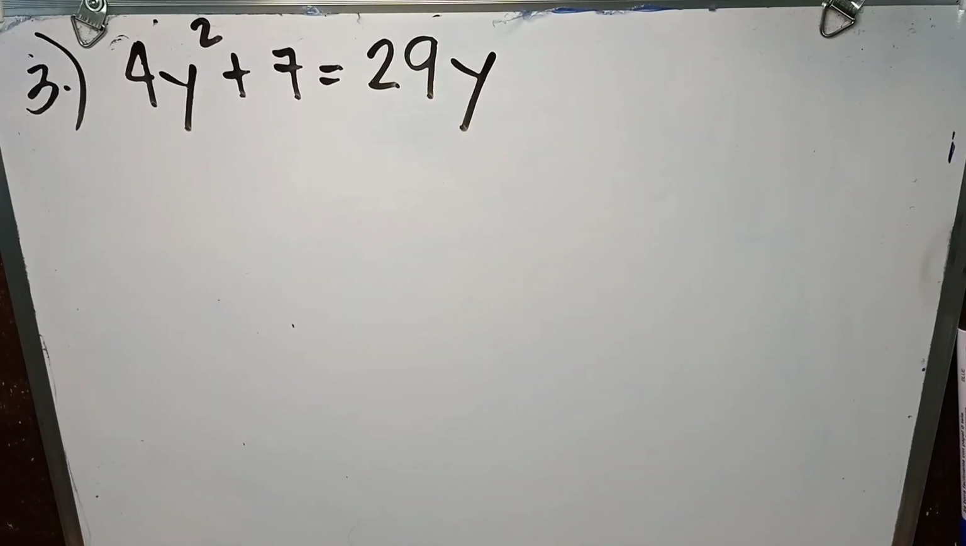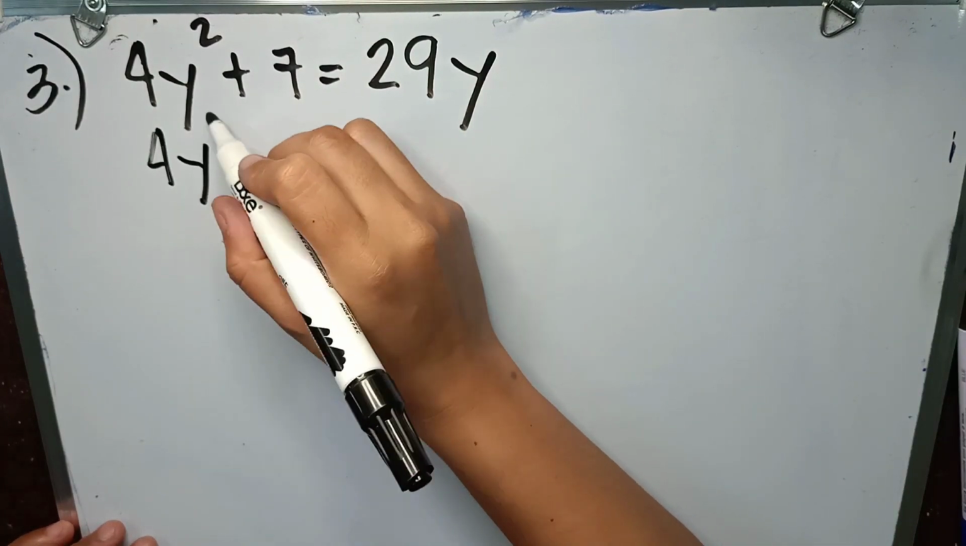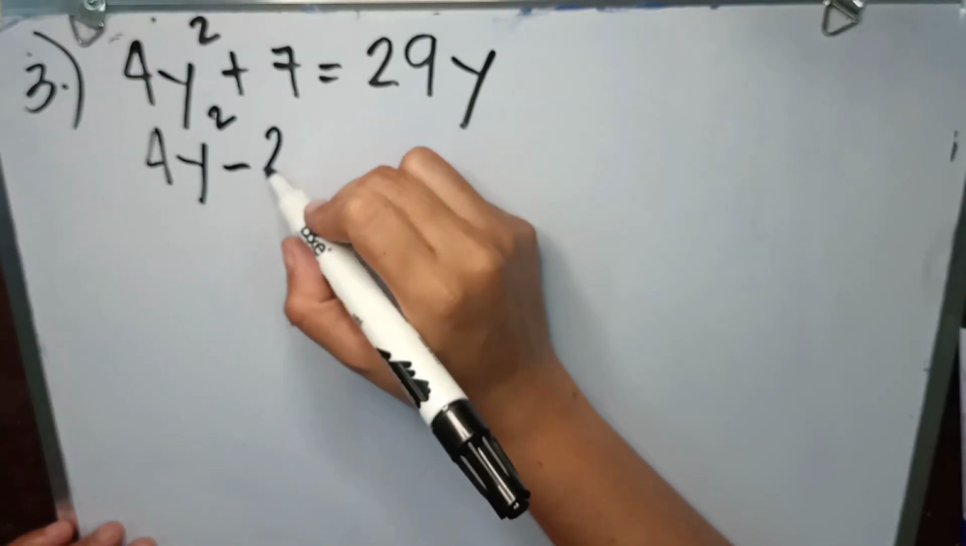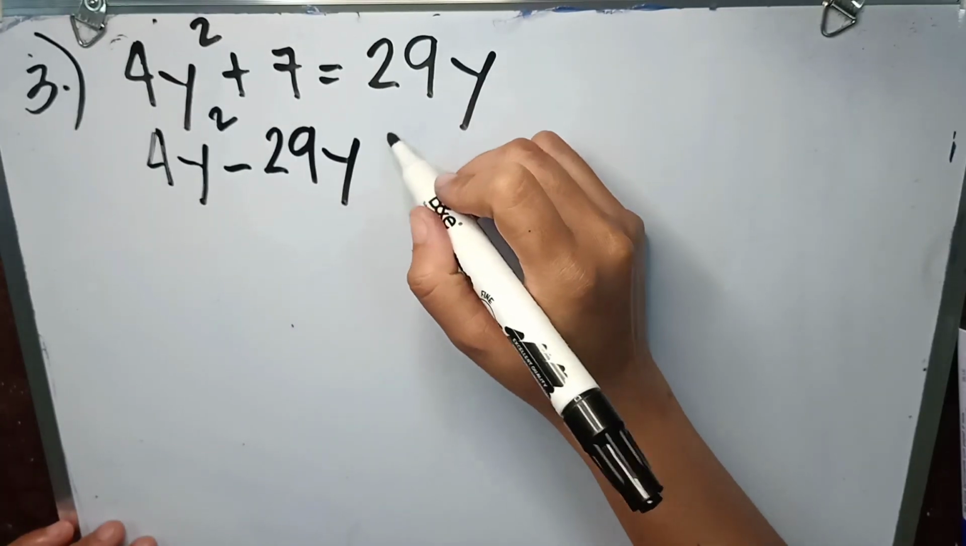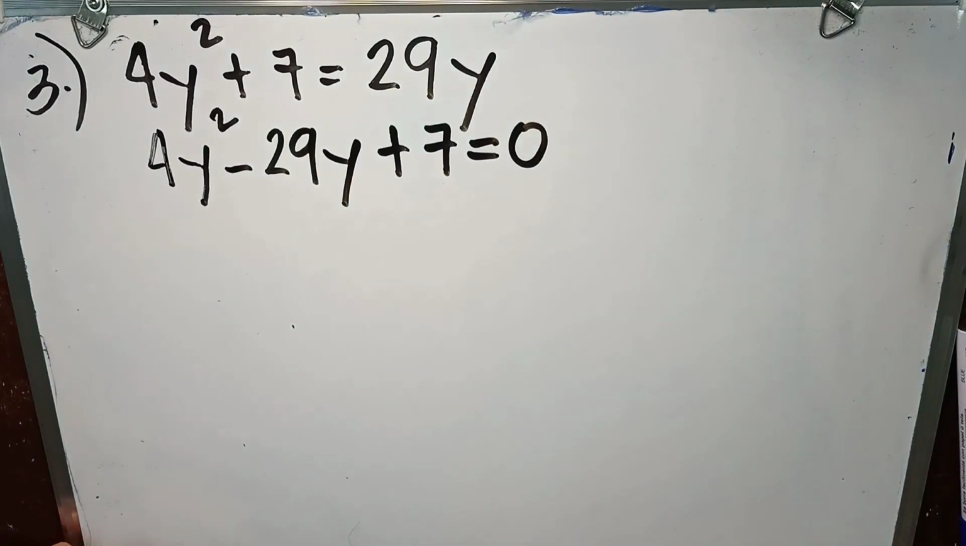Next example. Example number 3, 4y squared plus 7 equals 29y. Again, first thing to do, make sure that the equation is in standard form. So we have 4y squared minus 29y plus 7 equals 0. We have the standard form of this equation. Next, using the AC method. Now, what is the AC method?